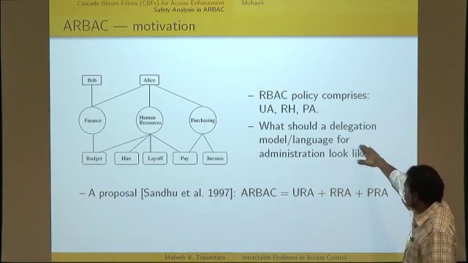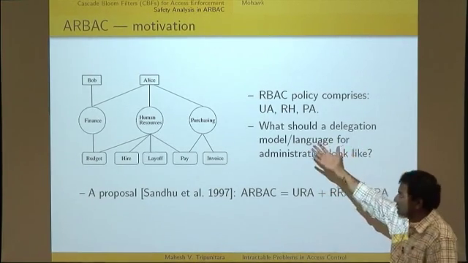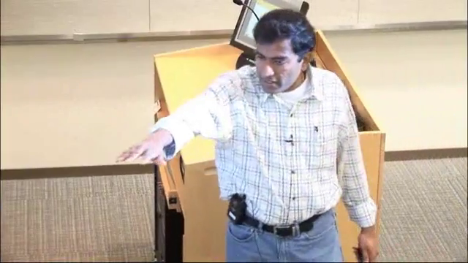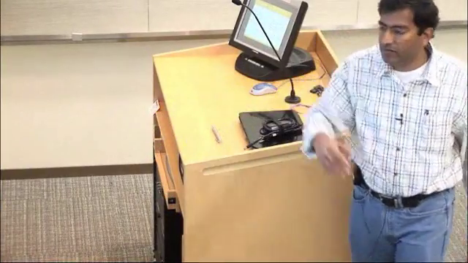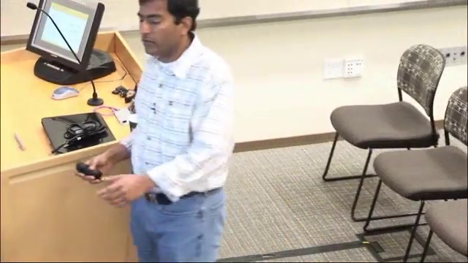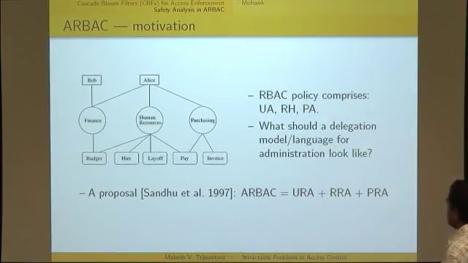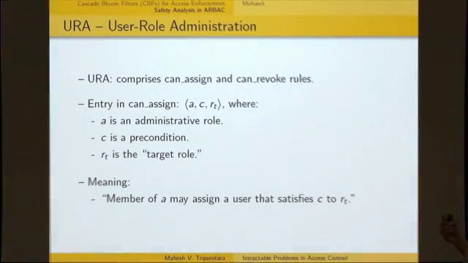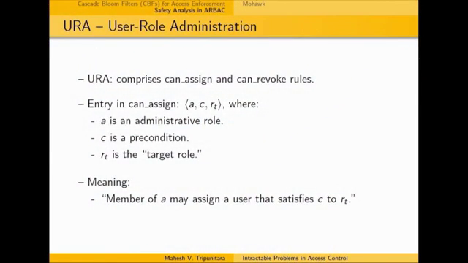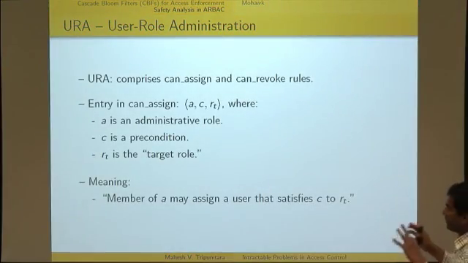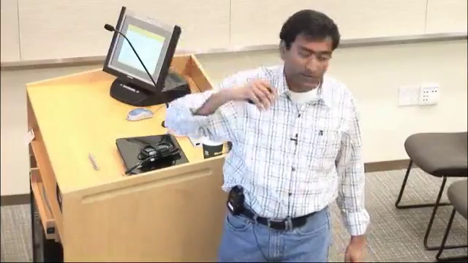So the question is, what should a delegation model look like to administer something like this? There's quite a famous proposal in the community from 1997 called ARBAC. We're going to focus only on the user role authorization part. There's good motivation for that because it's been argued that that is the one that changes the most in enterprises. So here's their specification of a language for doing this.